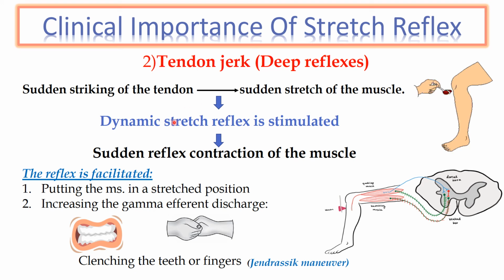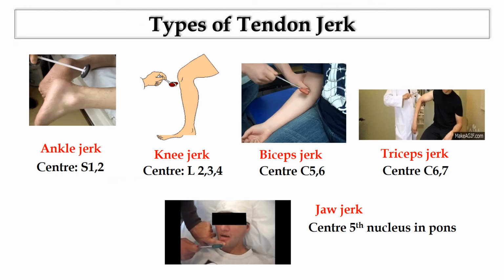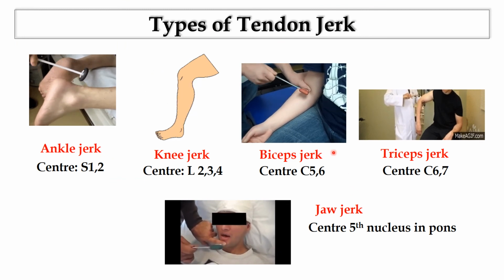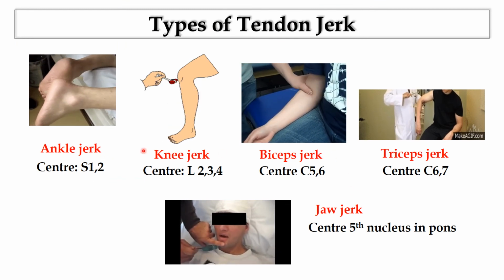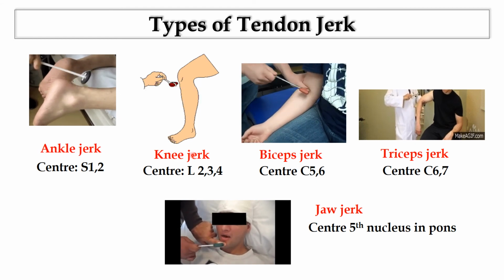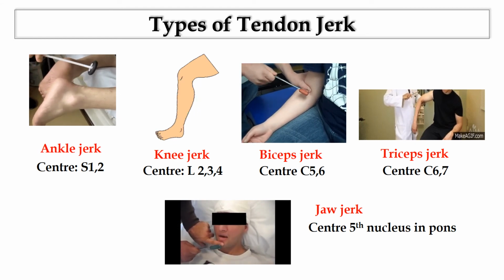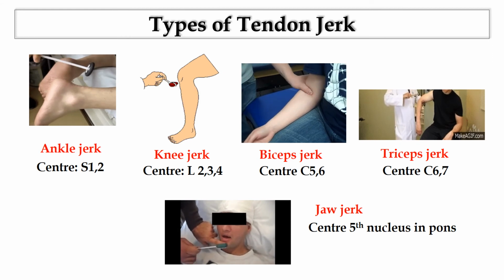How can you facilitate, how can you increase the stretch reflex? By putting the muscle in a semi-stretched position before you start the stretch reflex, as you see in the practical section, and by increasing gamma efferent discharge by what we call the Jendrassik maneuver, either by clenching of teeth or tightening your fingers together, as you see here. Types of tendon jerk: in the upper limb, biceps and triceps tendon jerks or deep reflexes; in the lower limb, either ankle or knee jerk; in the face, the jaw jerk, and so on, as you already studied in the section.